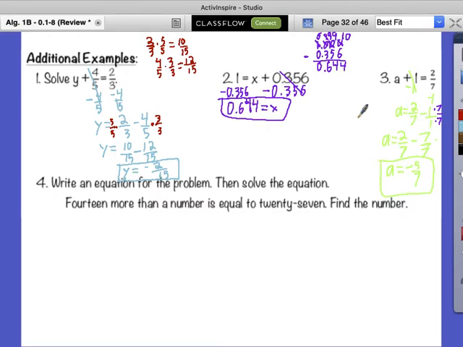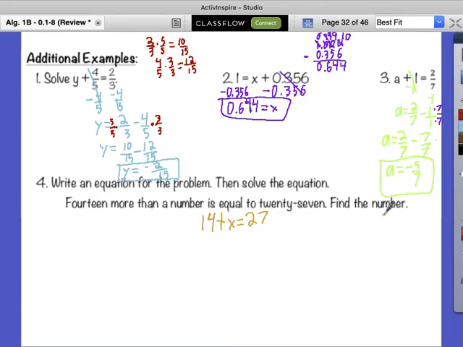Lainey. Do you want me to tell you the equation? Yeah. 14 plus x equals 27. Exactly right. 14 more than a number: 14 plus. More than means plus. We can always go back to 0.1 and check that out in our table. A number means a variable. Lainey chose x. Is equal means equals, 27. Now we're asked to find the number. Find the variable, right?